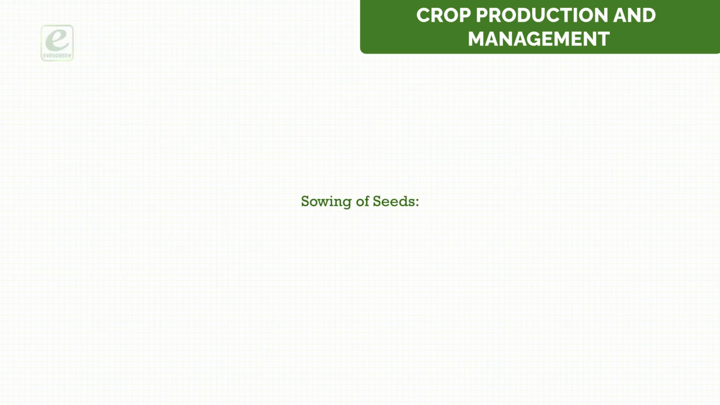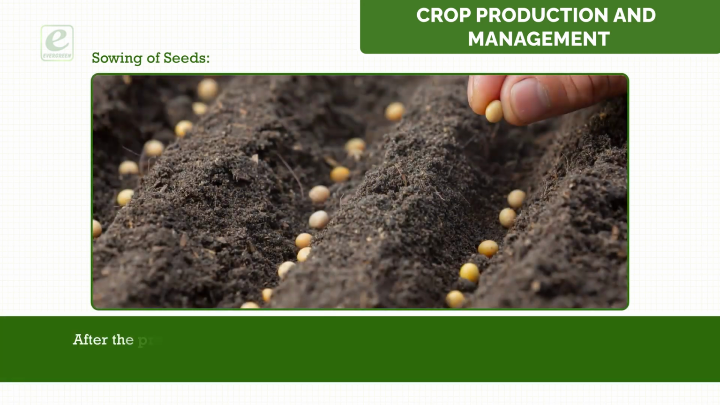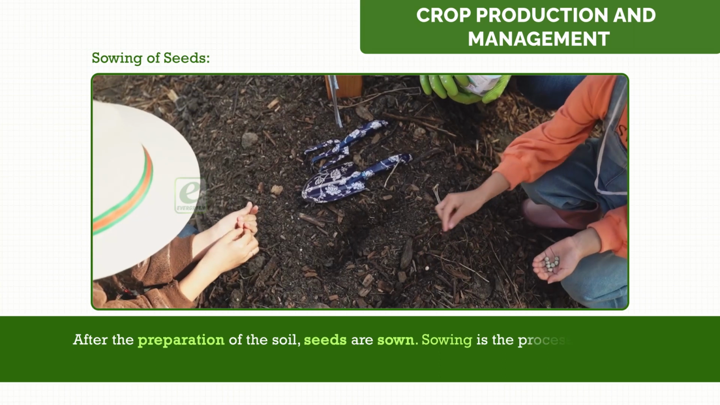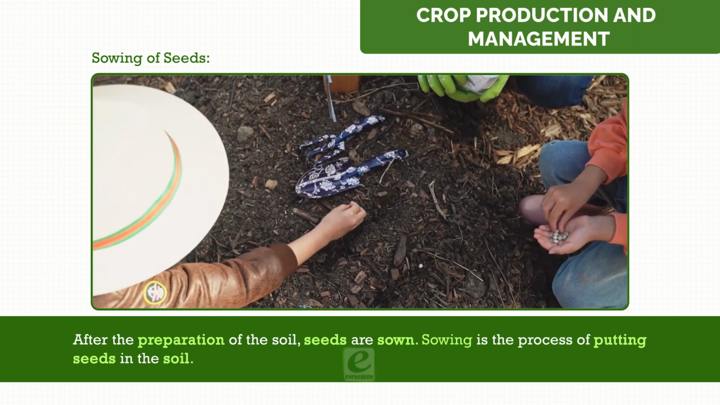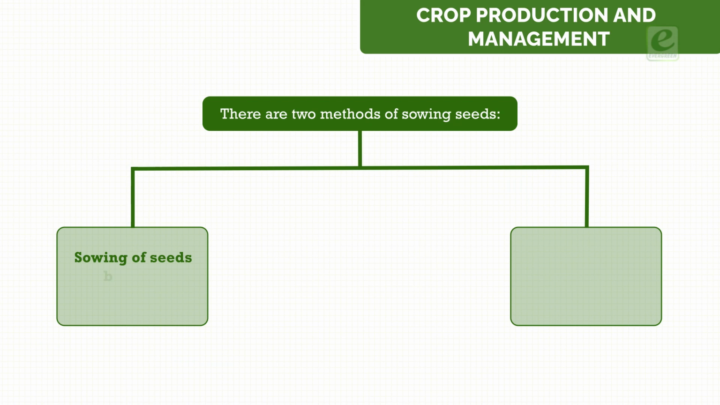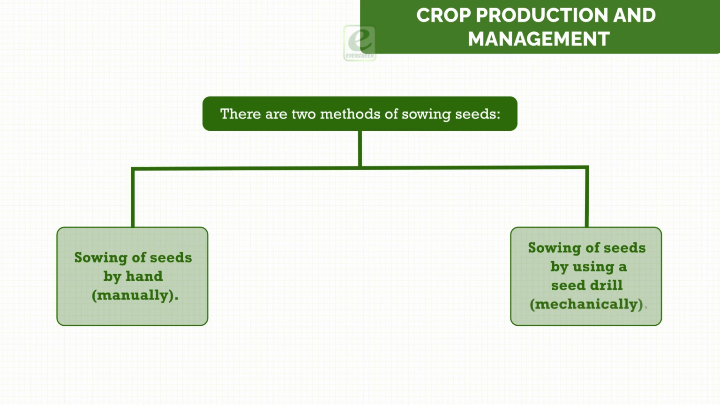Sowing of seeds. After the preparation of the soil, seeds are sown. Sowing is the process of putting seeds in the soil. There are two methods of sowing seeds. Sowing of seeds by hand or manually. Sowing of seeds by using a seed drill mechanically.